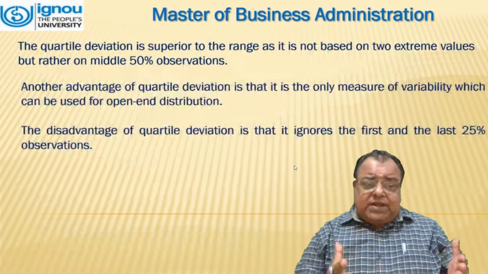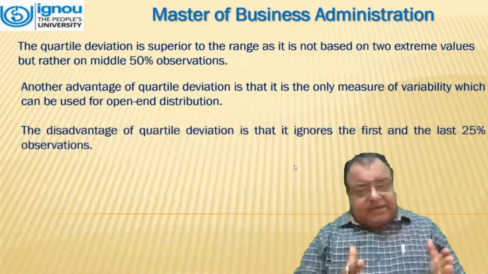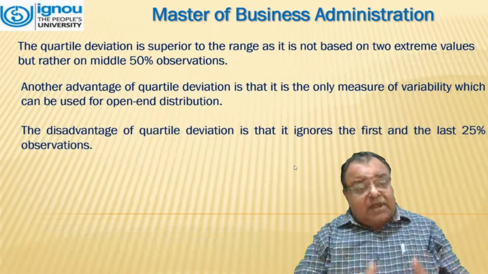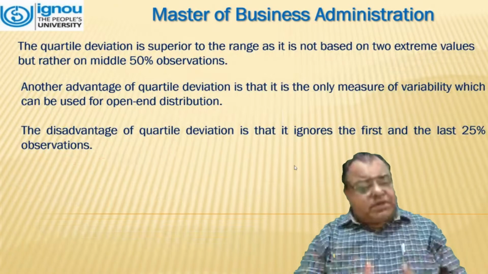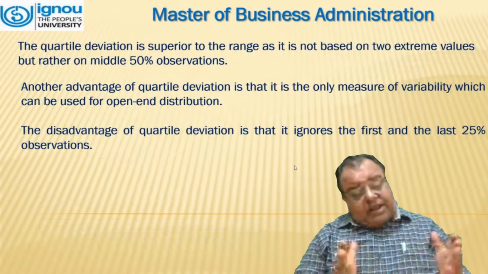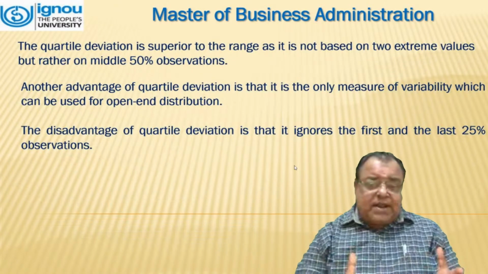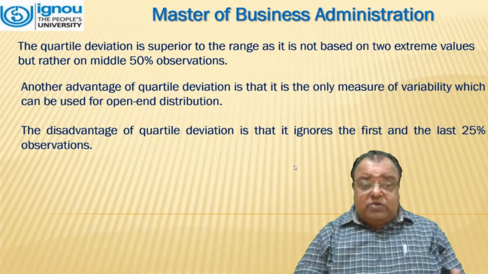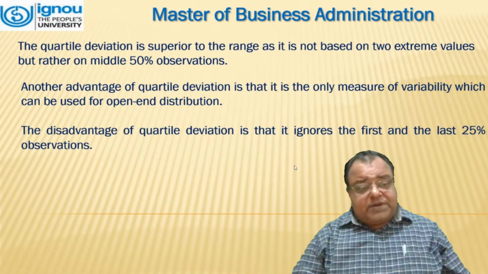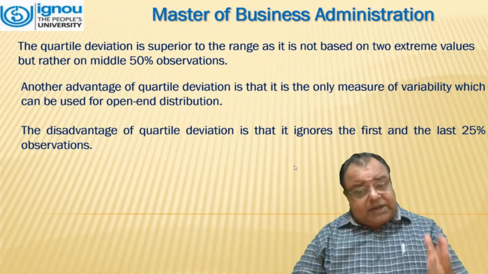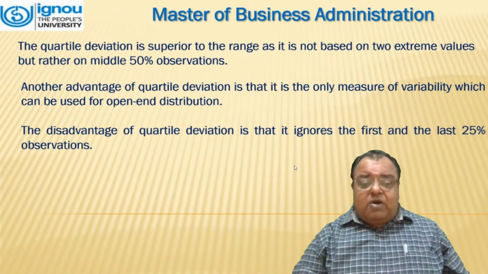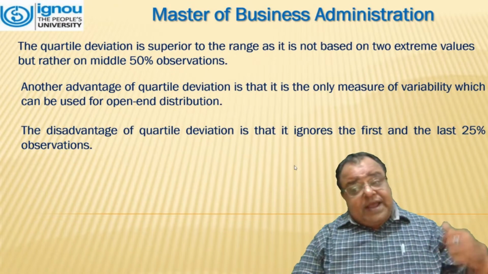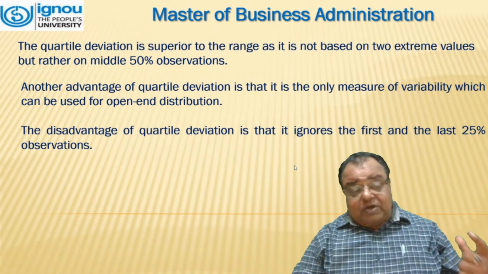Quartile deviation is superior to the range as it is not based on the two extreme values, but rather on the middle 50% of the observations. Another advantage of quartile deviation is that it is the only measure of variability which can be used for open-end distributions. The disadvantage of quartile deviation is that it ignores the first and the last 25% of the observations.